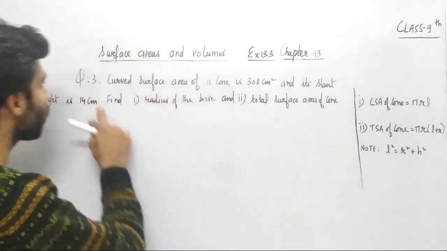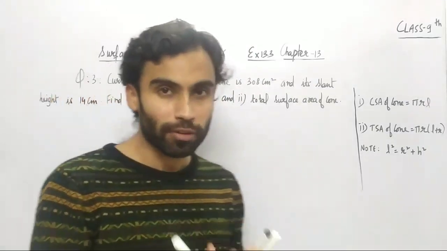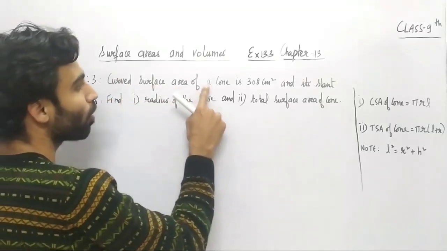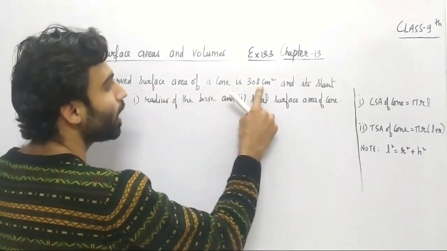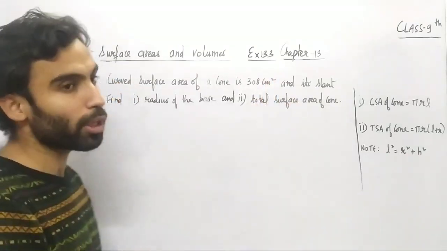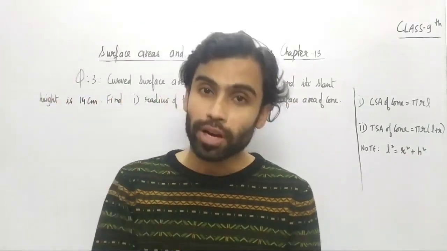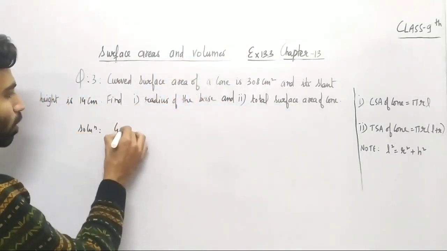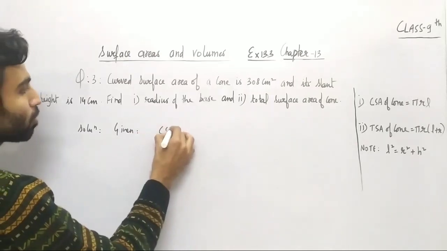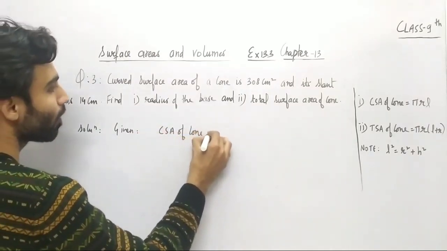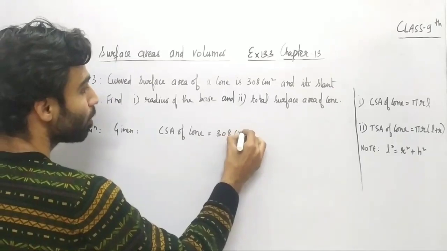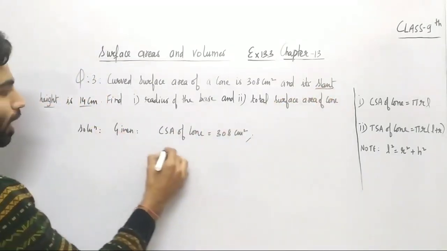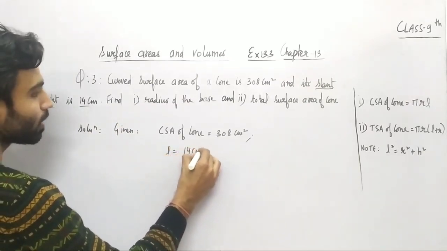So this time you can see question number 3 is what we are going to start from. So यहाँ पे question number 3 में क्या given है? The curved surface area of a cone is 308 centimeter square. So अब question में हमें curved surface area already given है. So let me first write what is given in the question, right? So given क्या है हमारे पास? The curved surface area of cone, and that is 308 centimeters square. Also you can see the slant height is given, that is L, which is 14 centimeters, right?